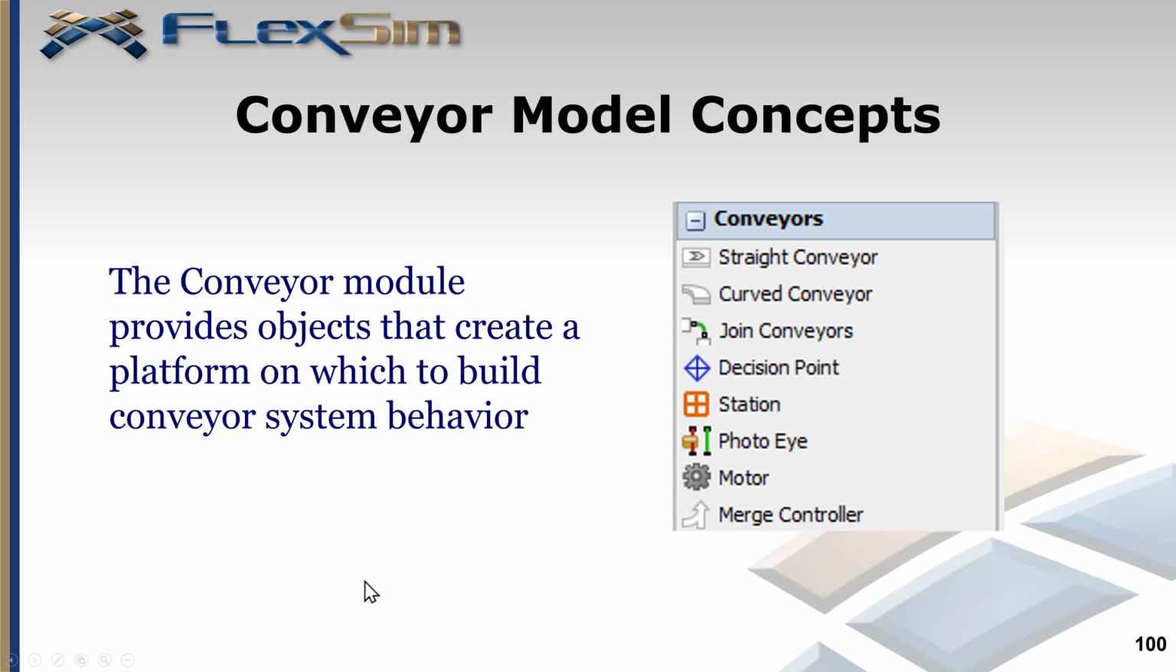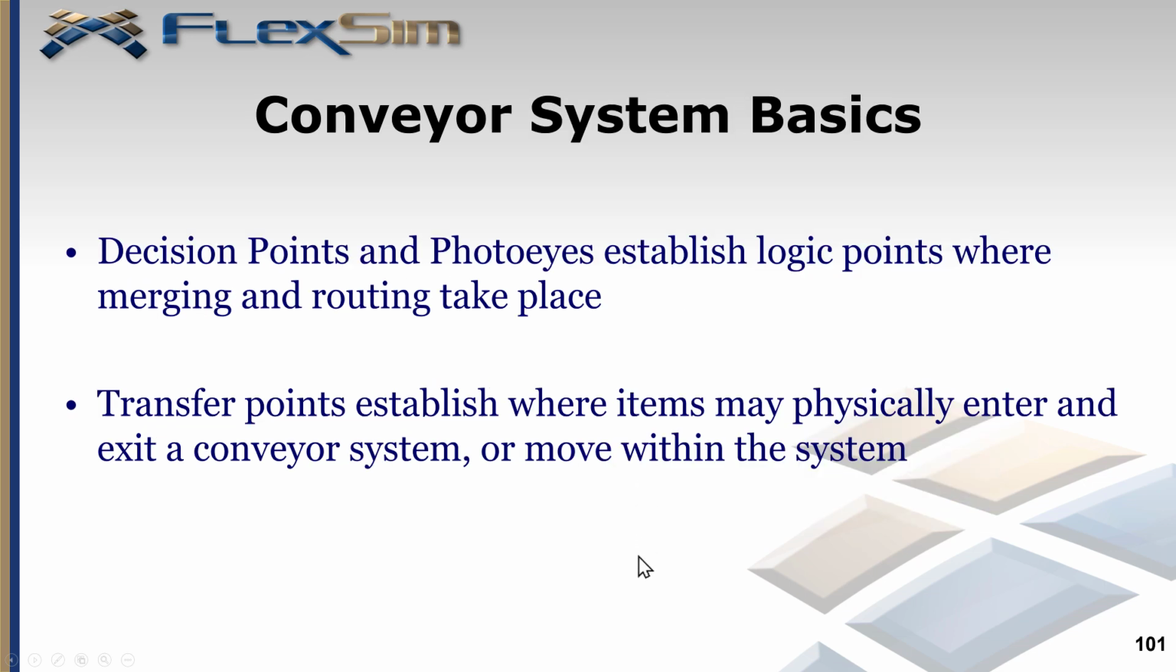Conveyor model concepts. The conveyor module provides objects that create a platform on which to build conveyor system behavior. Here's a list in the library of conveyor objects. So the decision points and photo eyes establish logic points where merging and routing take place. And transfer points establish where items may physically enter and exit a conveyor system or move within the system from one conveyor to the next.